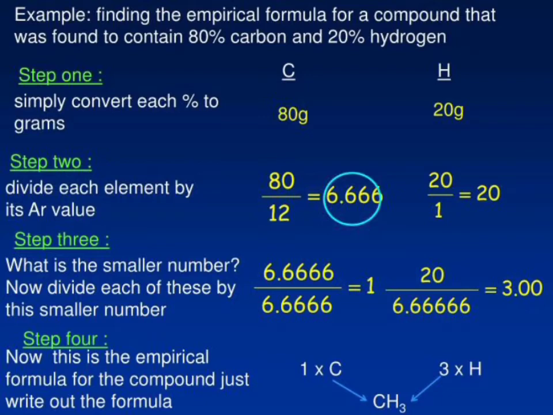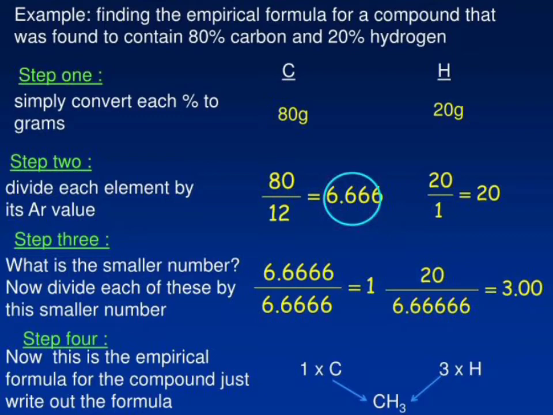The first step is to convert the percentage to grams, and it is 80 gram for carbon and 20 gram for hydrogen. The second step is to divide the mass of each element by its standard atomic mass, that is 80 divided by 12 equal to 6.666 for carbon and 20 divided by 1, that is equal to 20 for hydrogen.